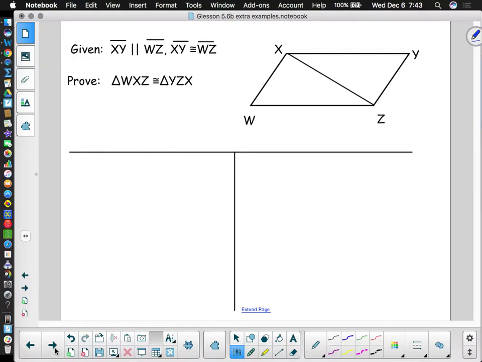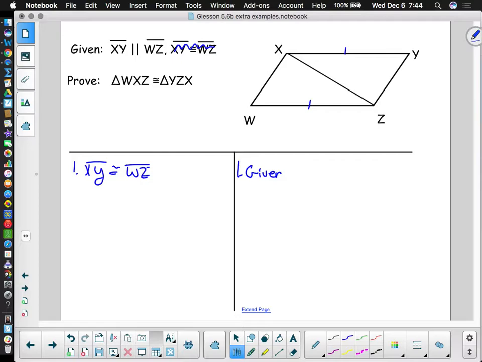XY is parallel to WZ, XY is congruent to WZ, prove the triangles are congruent. Okay. Well, I know I've got XY congruent to WZ. That's a given. That's awesome. So I'm going to mark that in right away. Okay, so let's write that down. Because I love getting my freebies in right away. And sometimes when I do that, I even cross it off to make sure I know that I've used it.